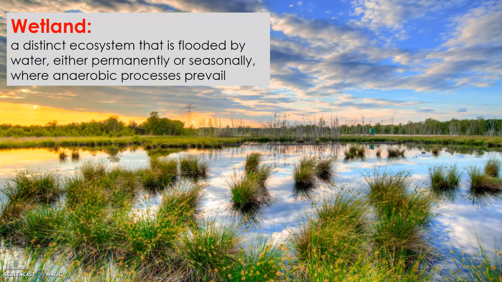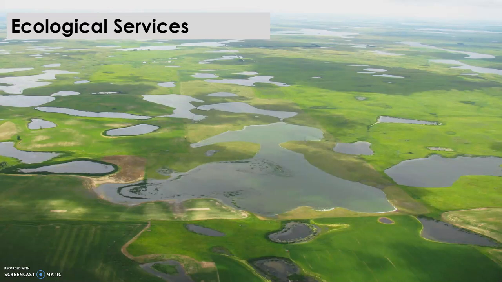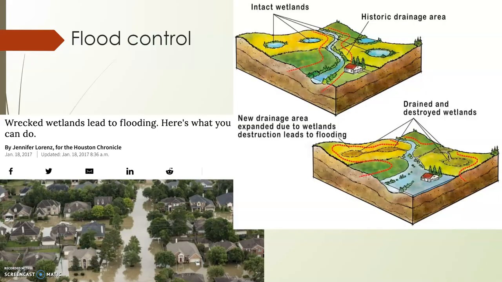processes dominate there. They provide quite a few ecological services. Remember, these are benefits provided by nature for which we pay no money. One of the main ones they provide is flood control. If we get rid of the wetlands, the water has nowhere to go.